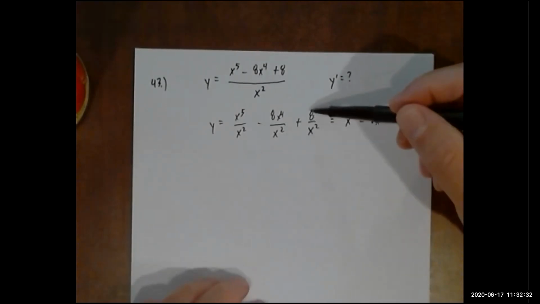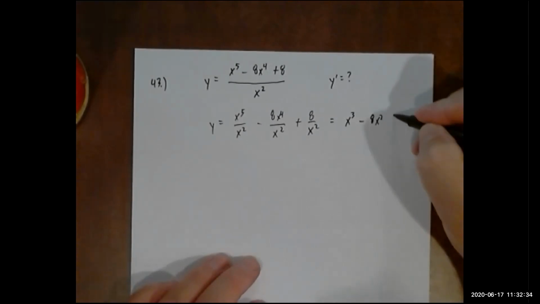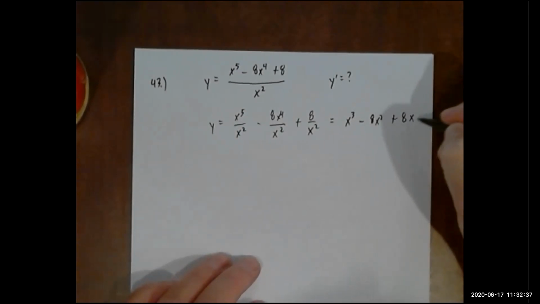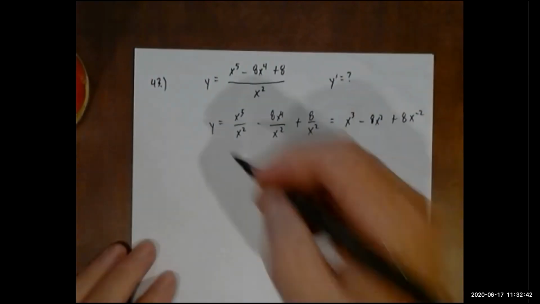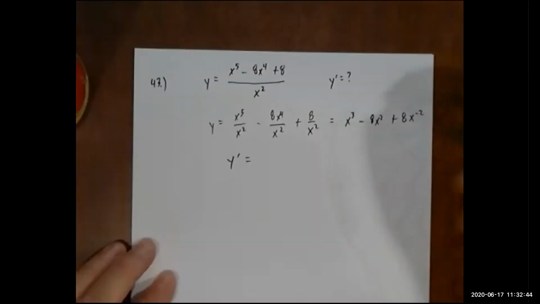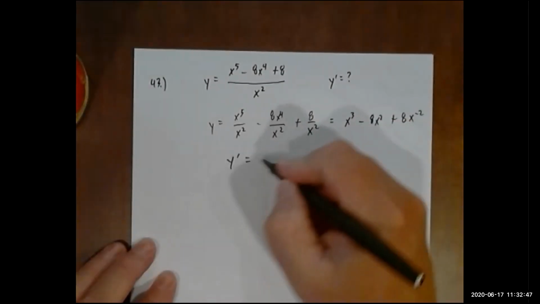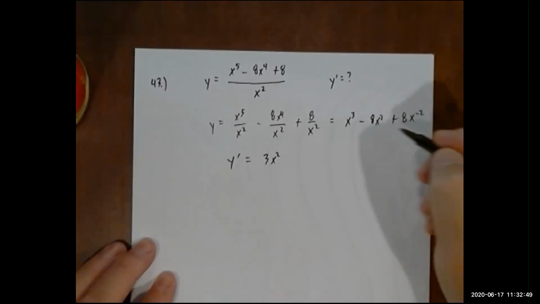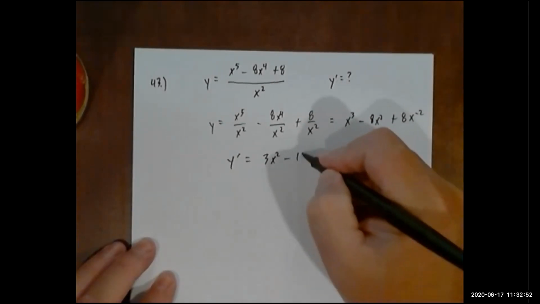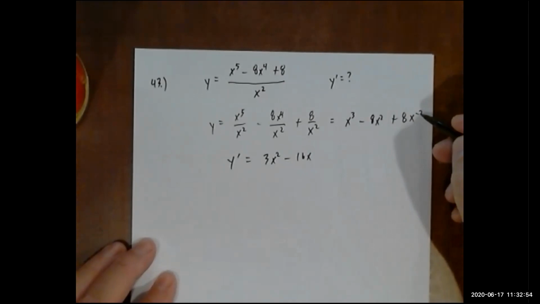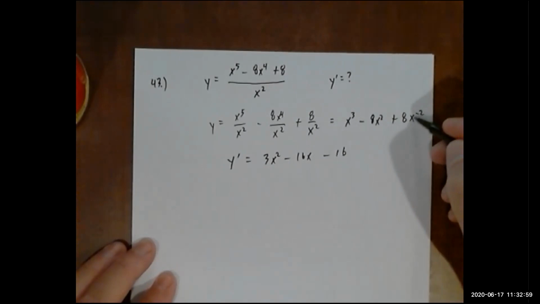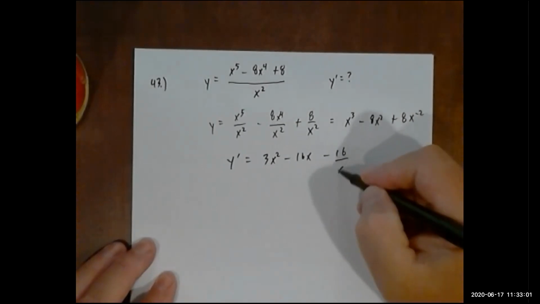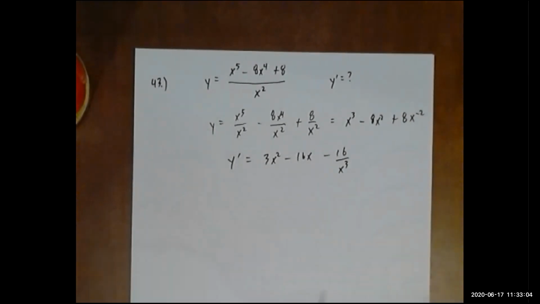And because of that, when I write this last one, to use the power rule, I need to go ahead and move the variable up into the top. So now, to take the derivative, pretty straightforward. 3x squared minus 16x. Now here the negative 2 comes down, negative 16, then x to the minus 3. And there is my derivative.